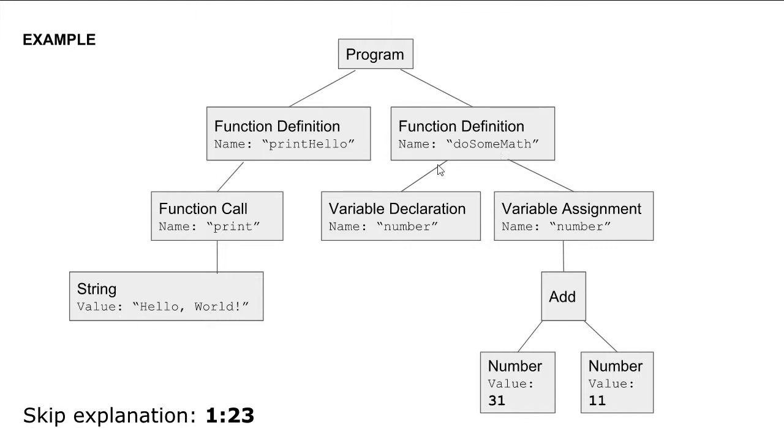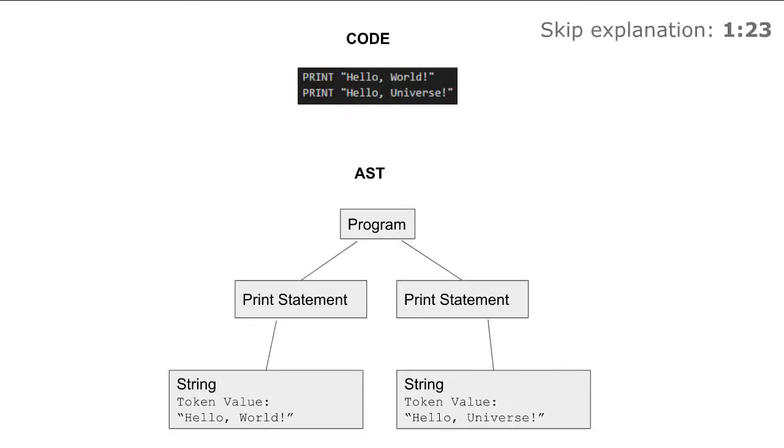And then we have another function over here, do some math, and this has a variable declaration and names a variable number, and then assigns the number to an addition of two numbers. At the moment though, we only have print statements in our language, and so here's a much simpler example that we will be creating in this episode. You can see we have two print statements in our code, and this is converted to an abstract syntax tree like this.